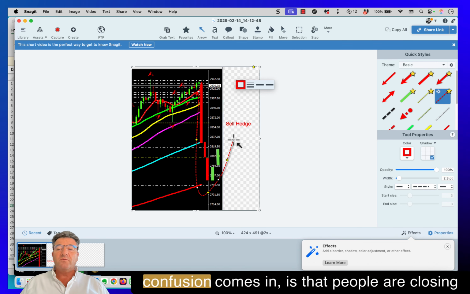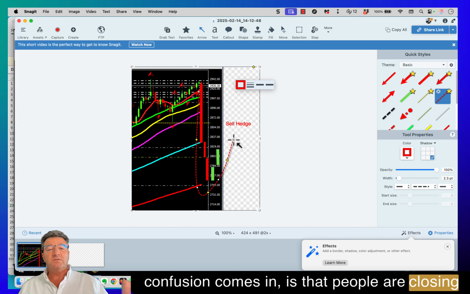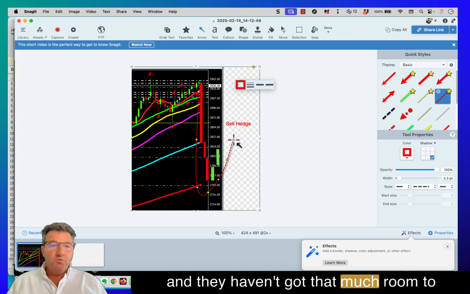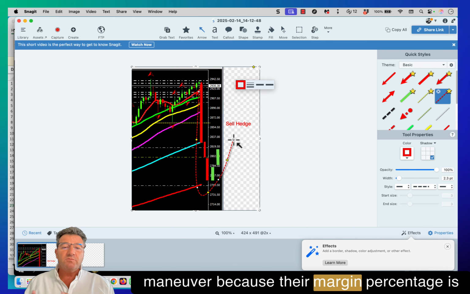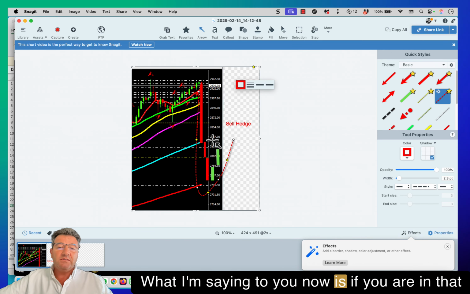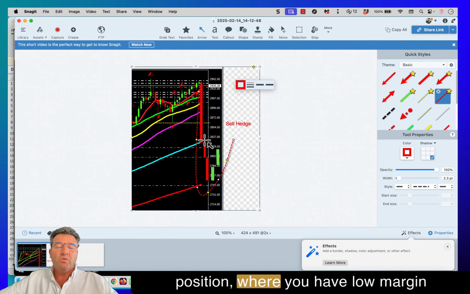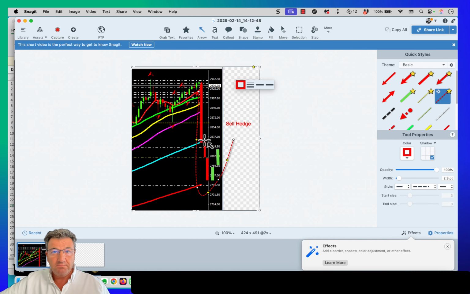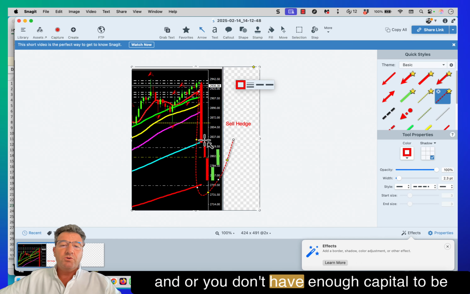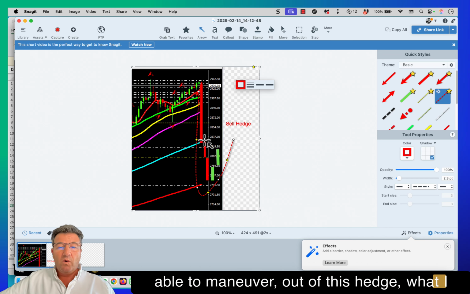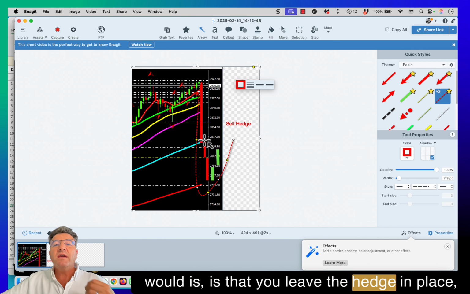But I think where the confusion comes in is that people are closing their hedge when their drawdown is very high and they haven't got that much room to maneuver because their margin percentage is so low. What I'm saying to you now is, if you are in that position where you have low margin percentage, under 1,000%, or you don't have enough capital to be able to maneuver out of this hedge, what I would suggest is that you leave the hedge in place.